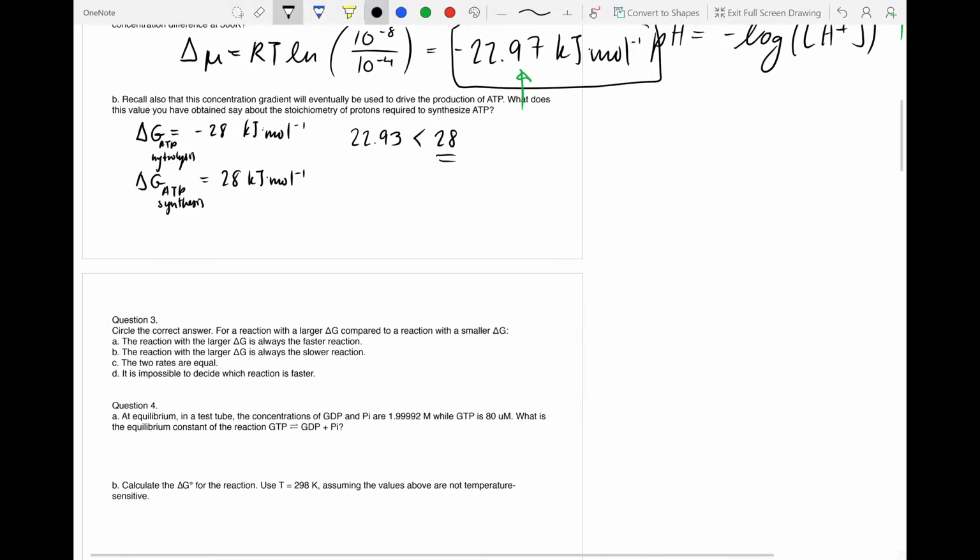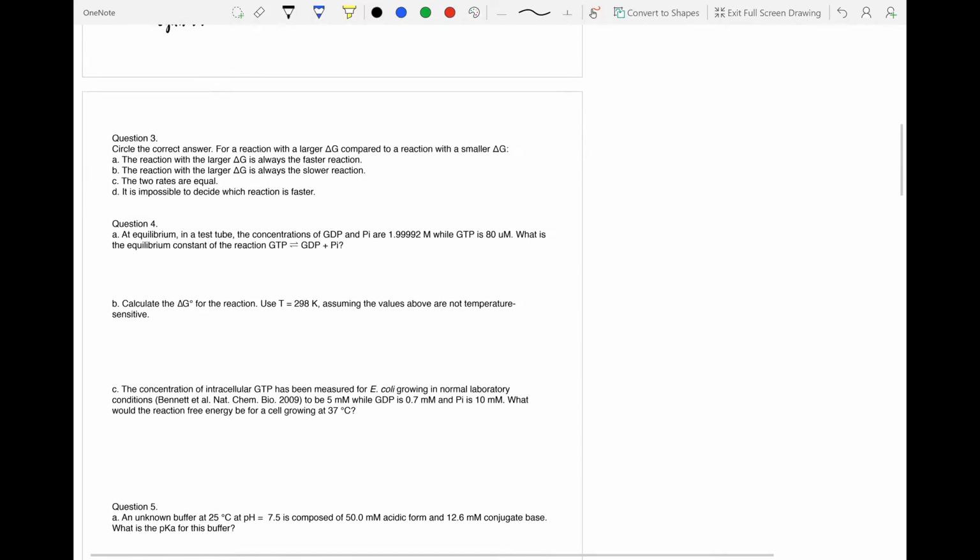So, okay. Question 3. Circle the correct answer for a reaction with a large delta G compared to a reaction with a small delta G. The reaction with a larger delta G is always the faster reaction. The reaction with the larger delta G is always the slower reaction. The two rates are equal, and it is impossible to decide which reaction is faster.